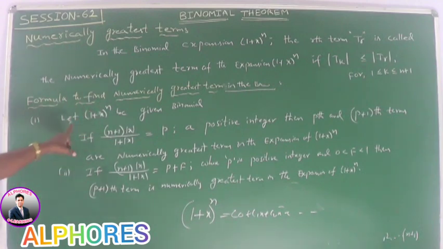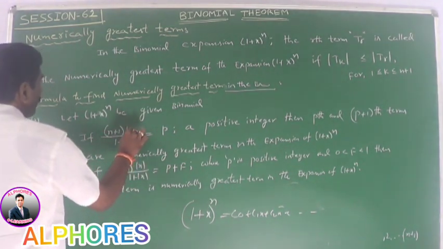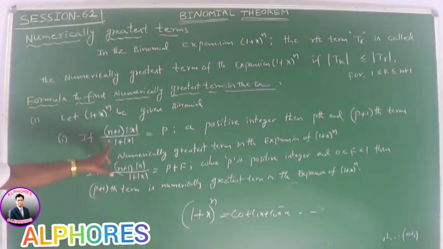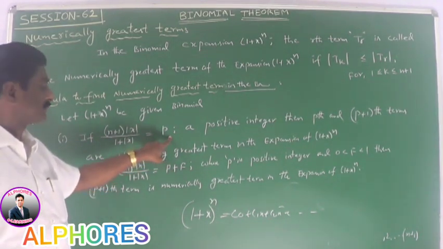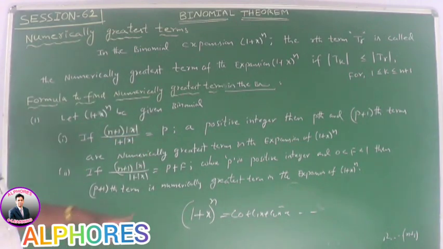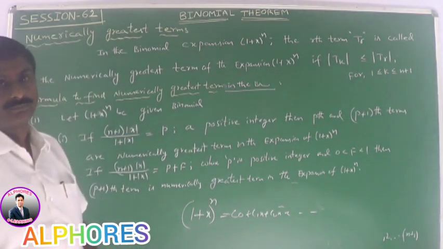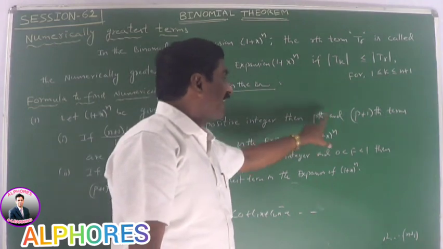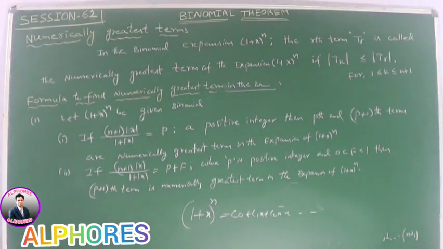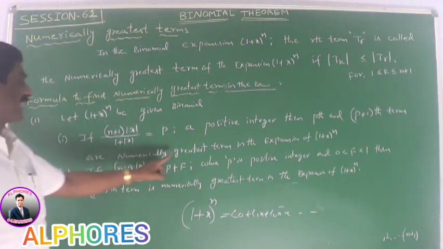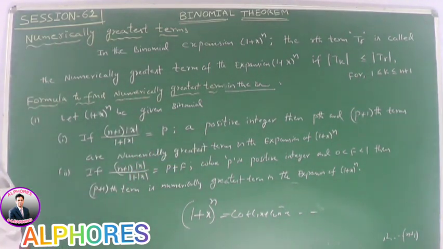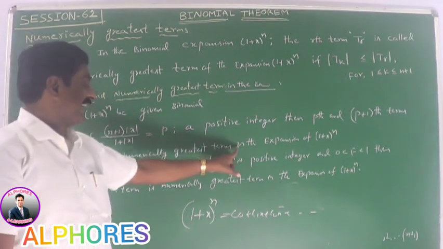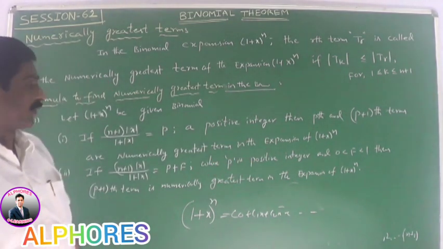Okay, let (1 + x)^n be the given binomial. First point: if (n + 1)|x| / (1 + |x|) is equal to p, where p is a positive integer, then the pth and (p + 1)th terms are the numerically greatest terms in the expansion of (1 + x)^n.